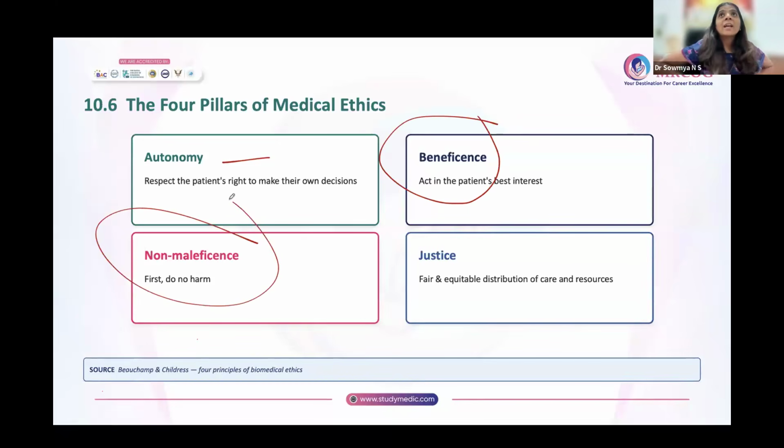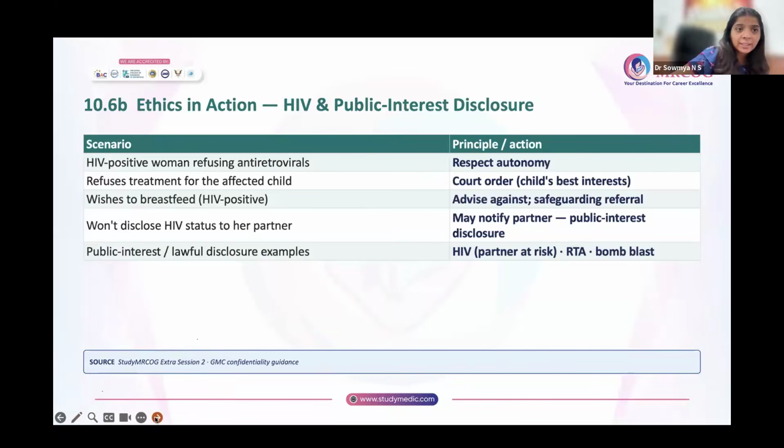So that's where it is, like a Jehovah's Witness against her ethics. You cannot do harm by giving her a blood transfusion. Justice is always being fair and equal to everybody who comes across to you. These are the main pillars of medical ethics.